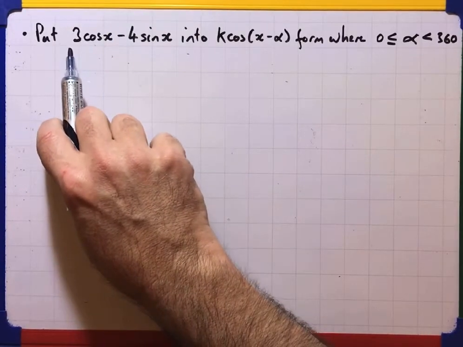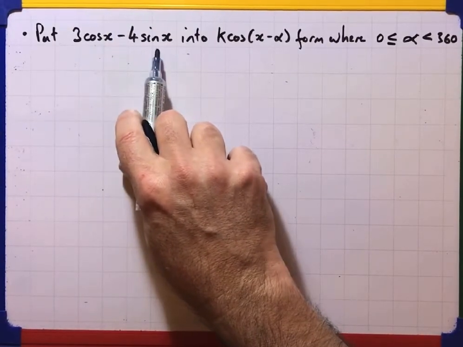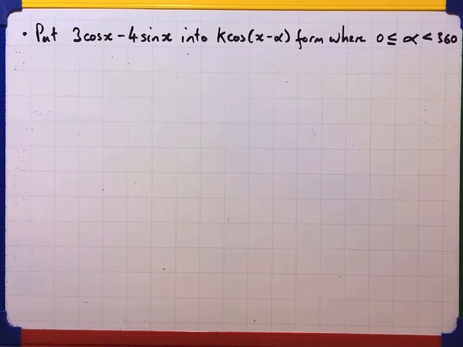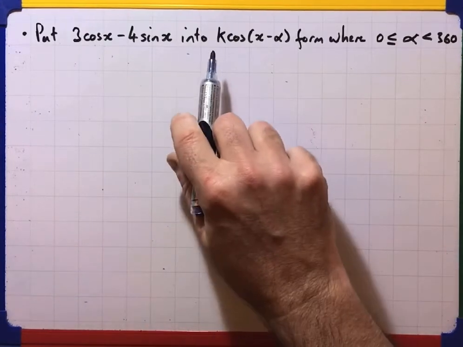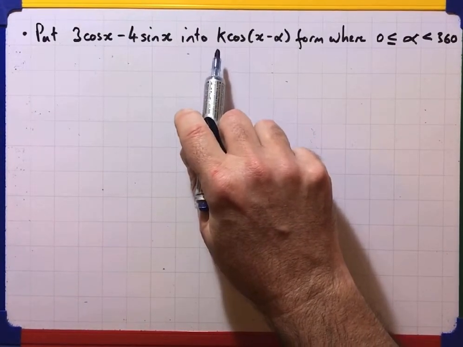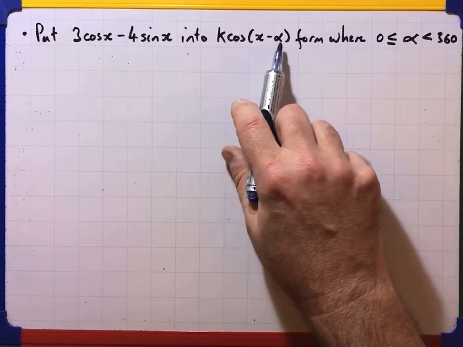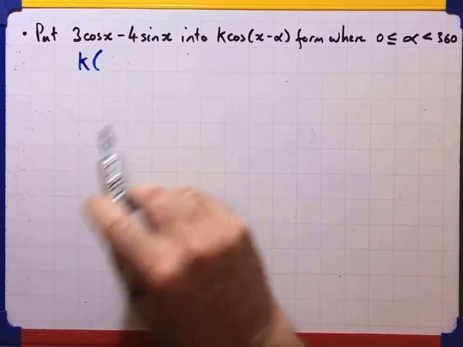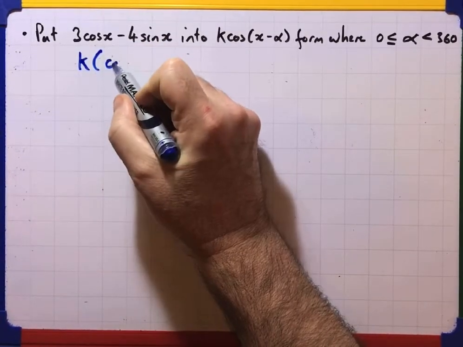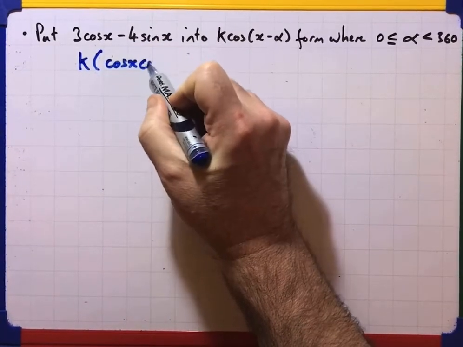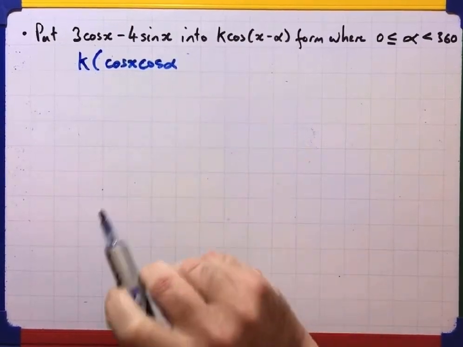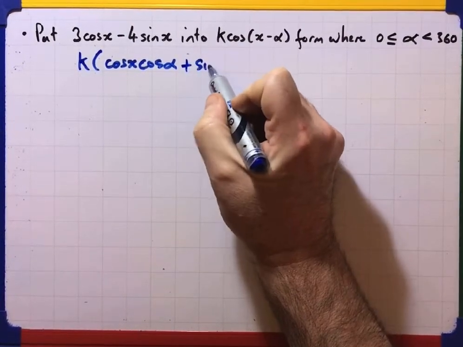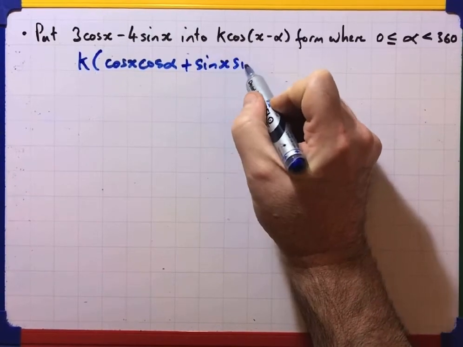Okay, this time we've got 3 cos x minus 4 sin x, and we want to put it into k cos(x minus alpha) form. Again, alpha is between 0 and 360. Our first step, again, is to expand the cos(x minus alpha). If you remember, that gives us cos x cos alpha plus sin x sin alpha.